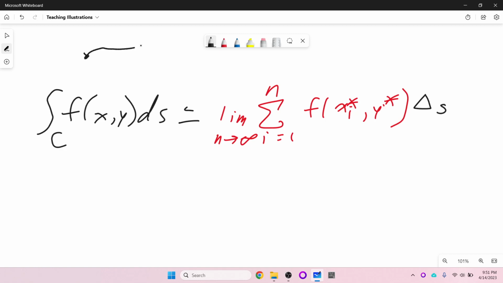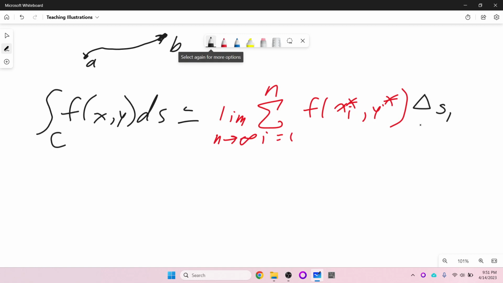C was what we called the curve from a point A to a point B. We want this to be a finite curve. We don't want to deal with curves that are infinitely long. You can, but we'd rather not. I guess this should say s_i over here, though we usually assume they're all the same length.